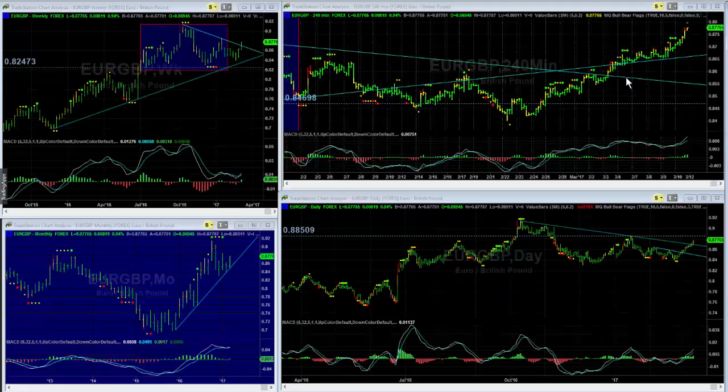In the euro cable, we're also moving higher. We've been watching this move up towards this line today. We broke right through that resistance trend line, and so our next resistance will be at 0.88509, so watch for that one to head higher.